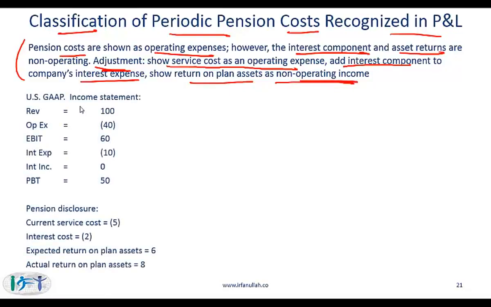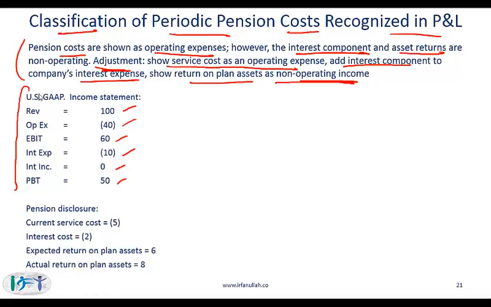Now, here is a very simple example that I came up with. Let's say that a company which follows US GAAP has this particular income statement. You are given the revenue, you are given operating expenses, EBIT is 40, you are given the interest expense, the interest income is 0 initially, and the profit before tax is 50, the simplest income statement you will ever see.